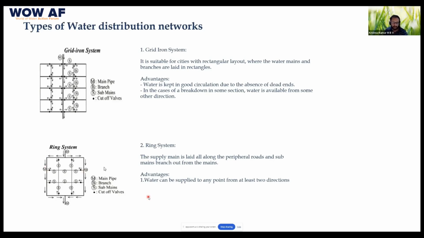Here the advantage is that water can be supplied to any point, at least from two directions. If there is one problem in one direction, you can actually bring water from the other direction. So even though the length of pipe the water has to travel to a particular point is a little more, still this is going to have the particular advantage that I explained.